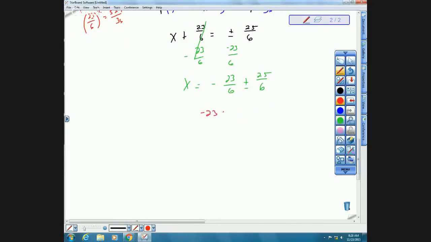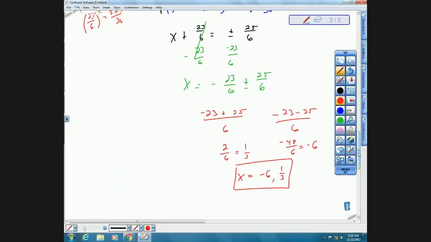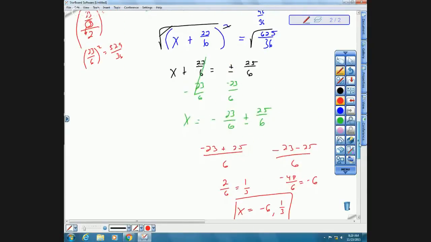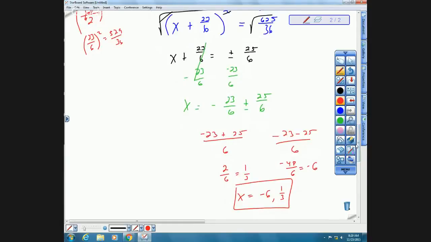So negative 23 plus 25 over 6, negative 23 minus 25 over 6. That's 2 over 6 or 1/3, and negative 48 over 6 or negative 6. So there's my two answers. Which means, since we got normal numbers there, that we could have just factored it from the beginning.